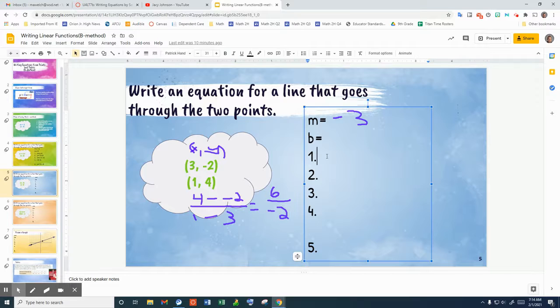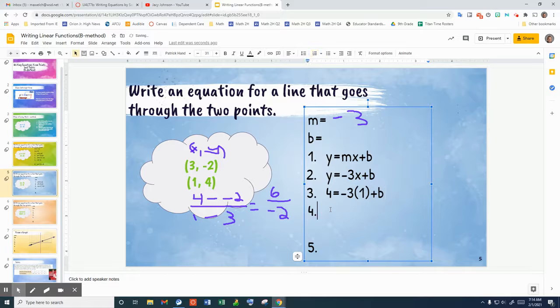So let's go through those steps. Our first step, state y equals mx plus b. Step 2, we're going to replace the slope with our actual slope that we found. Step 3, we're going to replace the y and the x values. Now I'm going to choose (1, 4), but like I said, it doesn't matter which point you choose. So 4 is equal to -3 times 1 plus b.